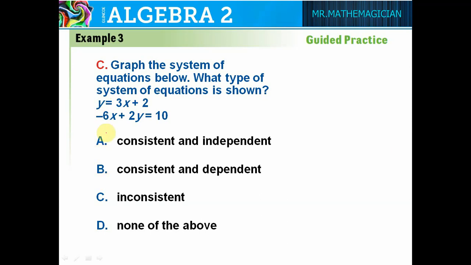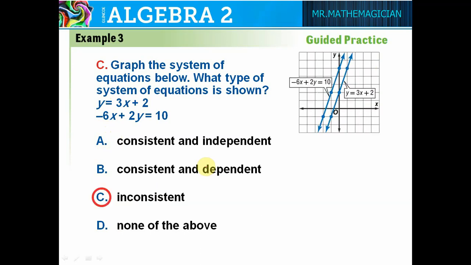Also, this is your turn to solve. Try to choose the accurate answer, whether it's A, B, C, or D, and you will find it. Yes, it should be C. The first equation is ready, y is separated. Let's try to separate this one. The y is positive, so it remains on the left-hand side. Let's move the negative 6x to the other side in positive. So 2y equals 6x plus 10. Now let's divide by 2 for all. This will give you y equals 3x plus 5.